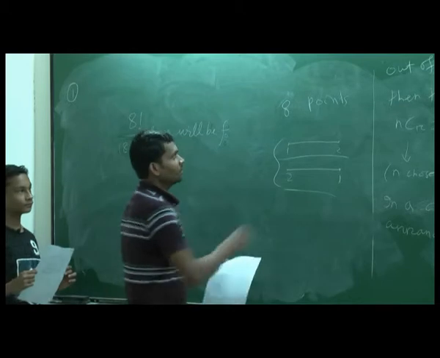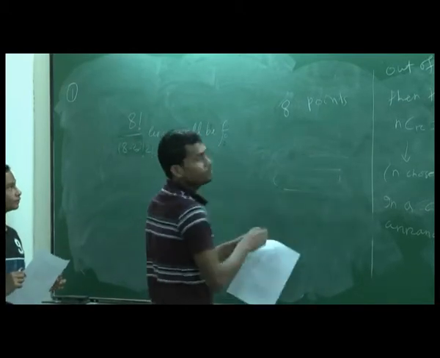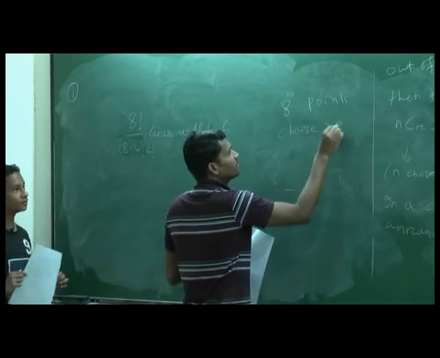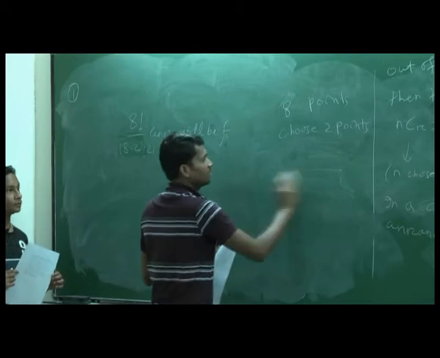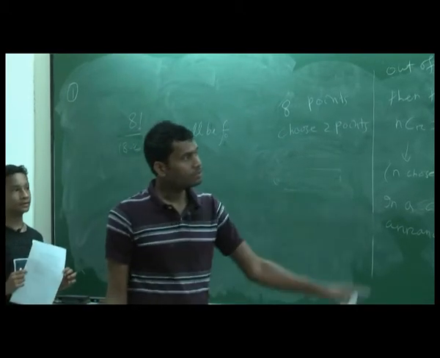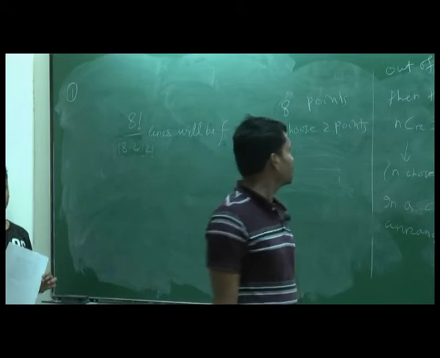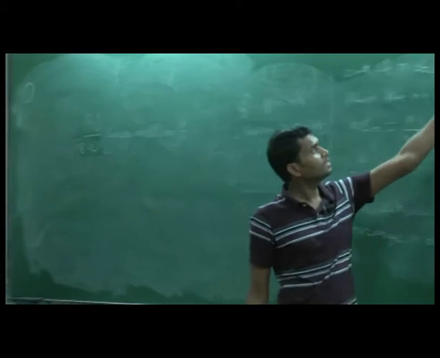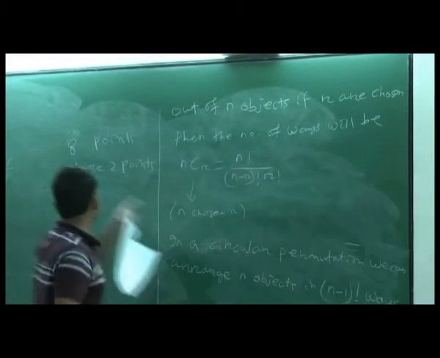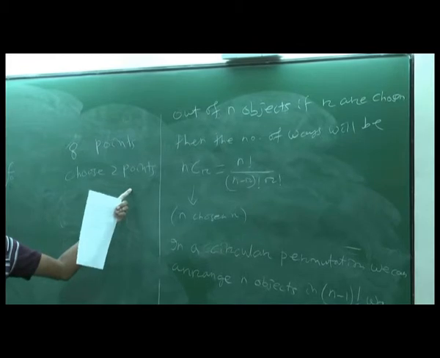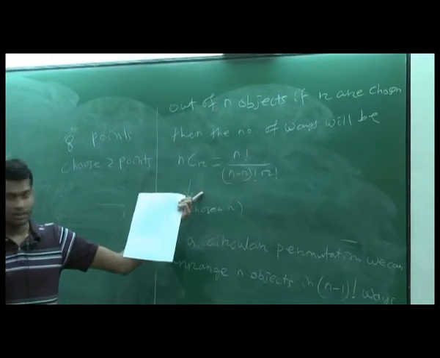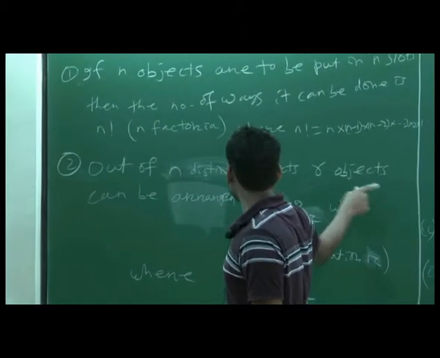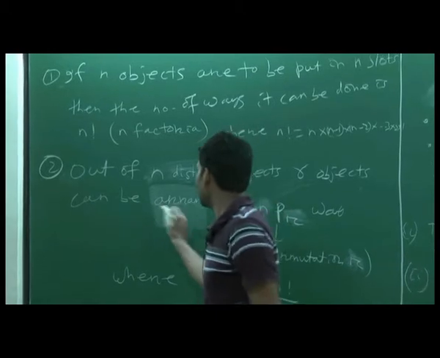So out of 8 points, we have to choose how many? 2 points. In how many ways can we do it? 8C2. Which principle can we use? Out of n objects, if r are chosen. Out of 8 points, if 2 are chosen. Which one will we use? This one. What is the statement here? Out of n distinct objects, r objects can be arranged. These 2 words are important.